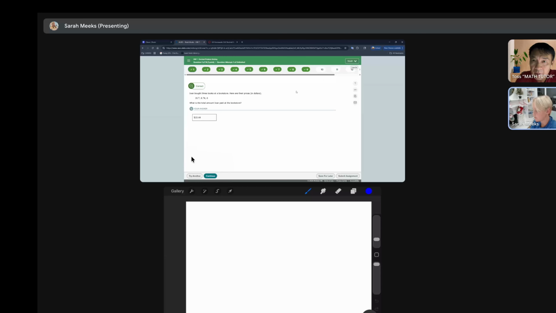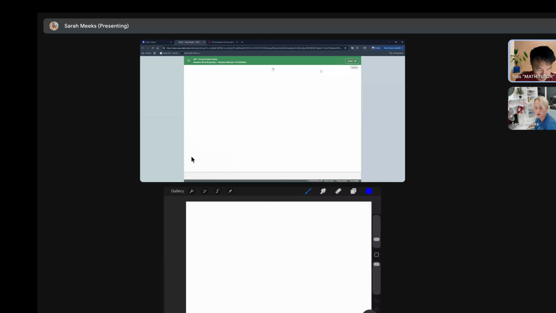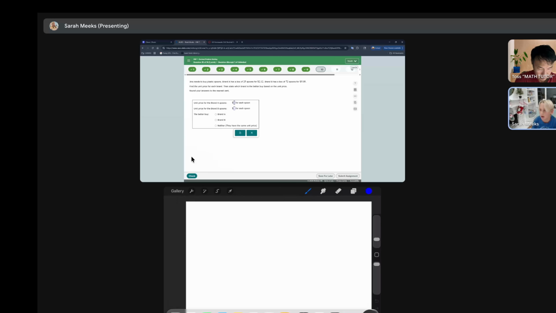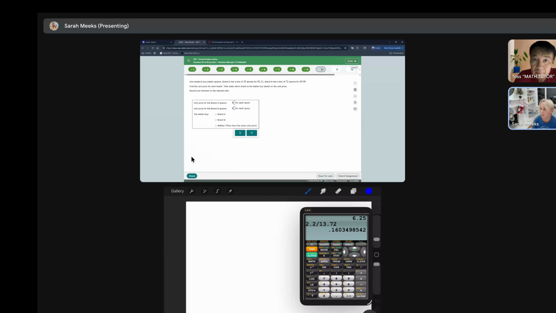Okay. So what we got? Gina needs to buy plastic spoons. Brand A has a box of 25 spoons for $2.12. Brand B has a box of 22 spoons for $5.09. Find the unit price for each brand and then state what brand is the better buy based on the unit price. So basically, that's division. So you divide 25 by 2.12. Now they imply the word per, by the way, each, that part right there.